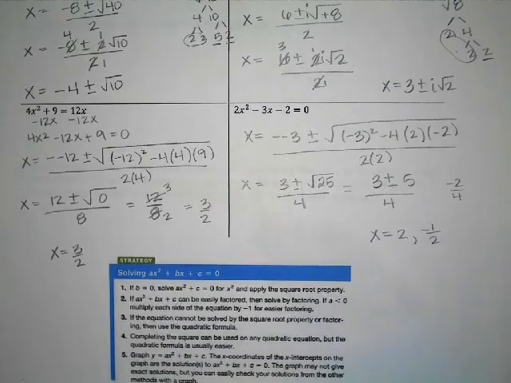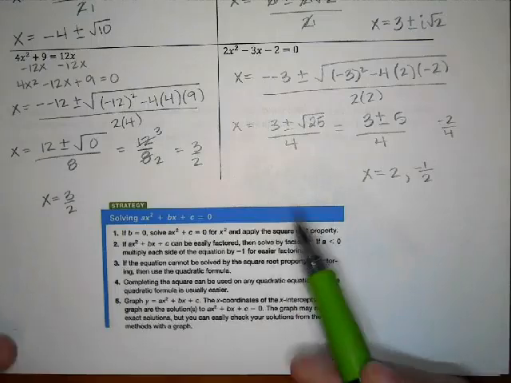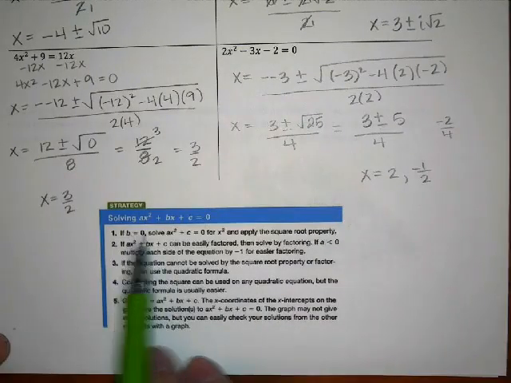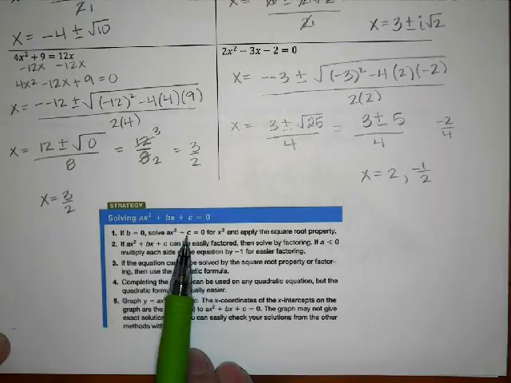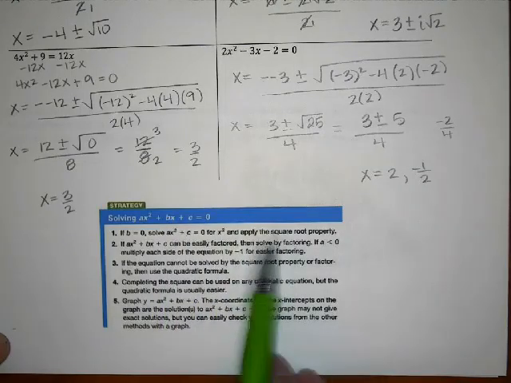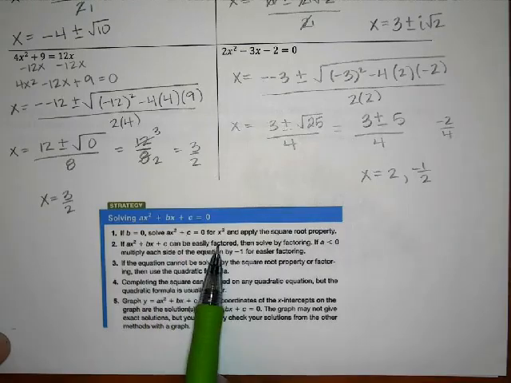Okay, so here's some strategy down here because we just learned, well, reviewed really, a lot of different ways: factoring, taking square roots, completing the square, and the quadratic formula. Let's make sure that we know when to use what. So if b equals 0, that means that you only have the x squared term and the number, then take square roots. Okay? If ax squared plus bx plus c can be easily factored, that's the next easiest thing to do, is to solve it by factoring.